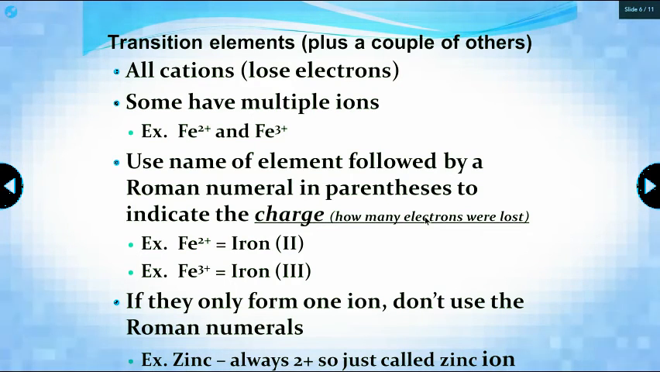So an example is zinc. Zinc is always a 2+. There are no other choices for zinc. So you just call it a zinc ion. You can't just call it zinc. You have to call it a zinc ion so that you know it's got 28 electrons instead of 30 electrons.